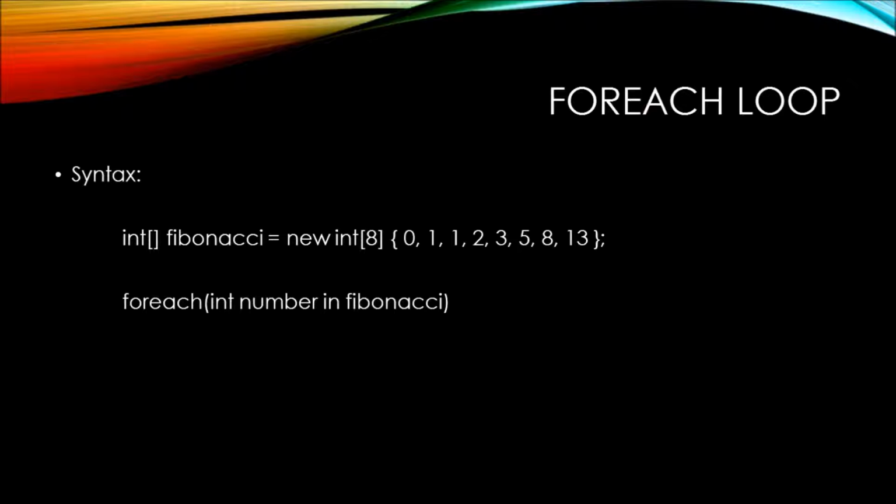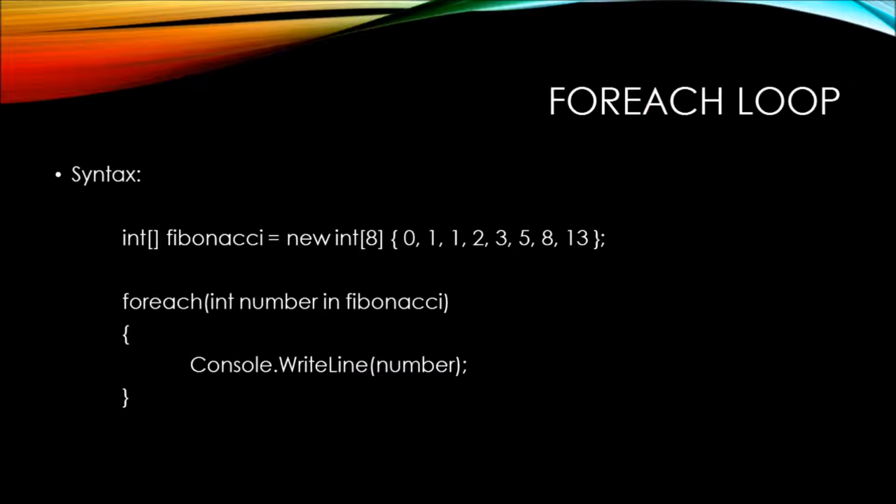Then you use the keyword of in, followed by the name of the collection or array. In this case, it's the Fibonacci array. After your declaration, you want to put your curly braces to indicate the scope of the foreach loop. Then, of course, within the scope of your foreach loop, you want to write out the commands that you wish to execute once for each item within the collection.